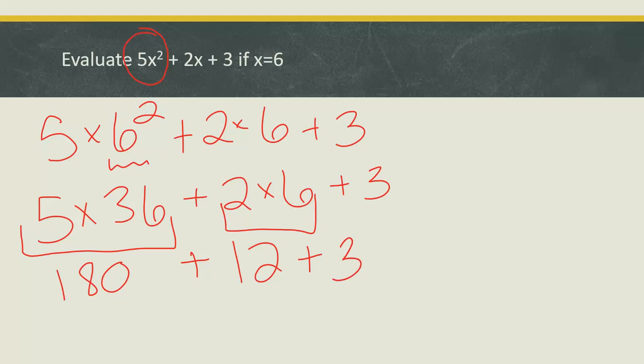And then plus 3. And then finally, we're going to do addition and subtraction. And we work from left to right. So 180 plus 12 is 192, plus 5 more is 195.